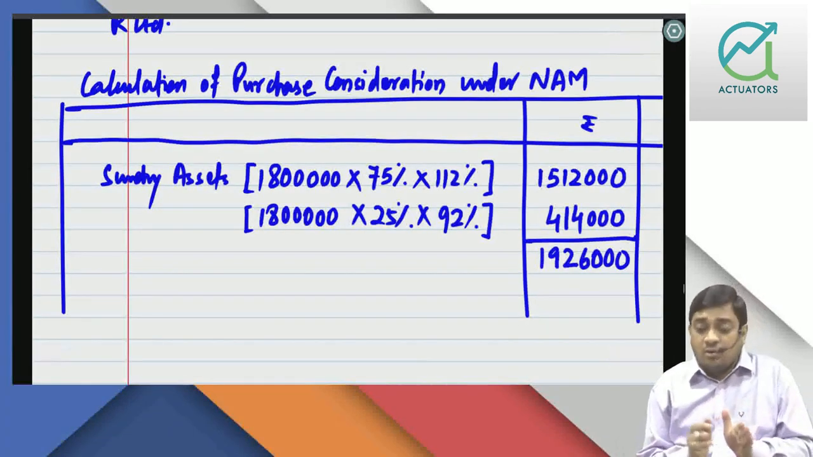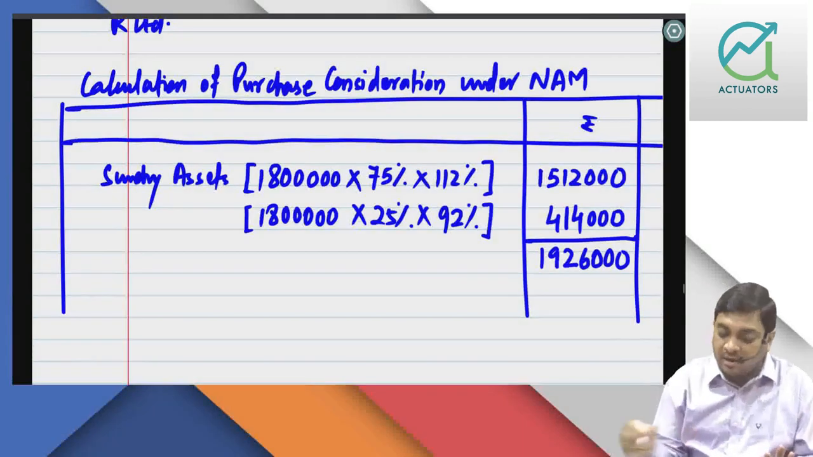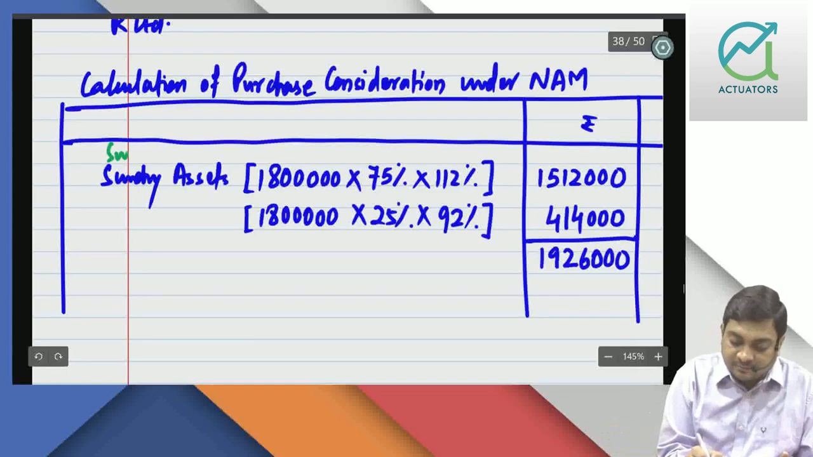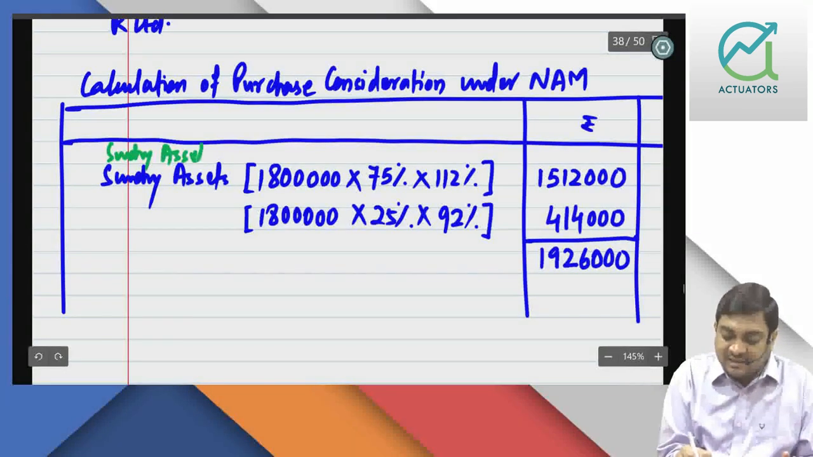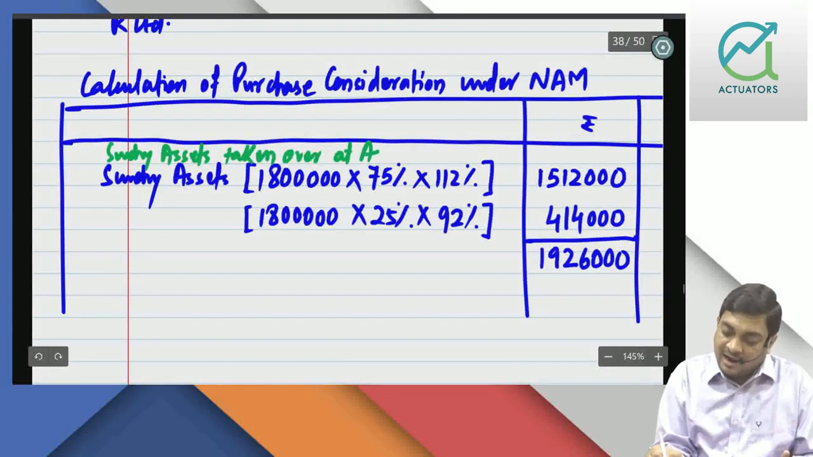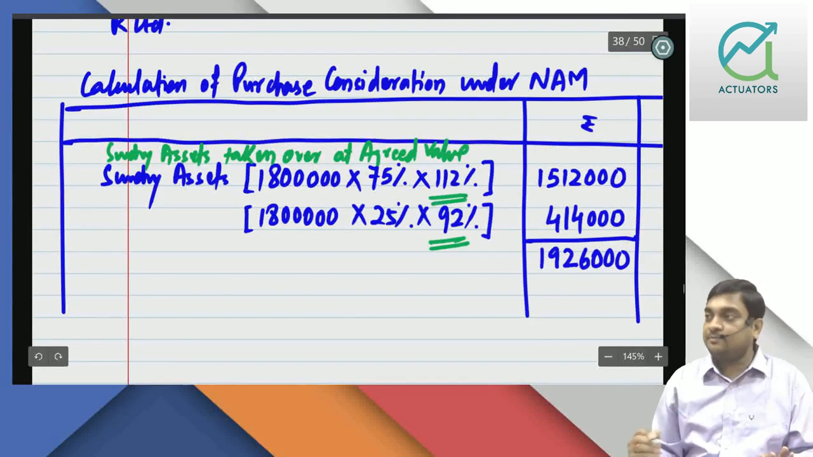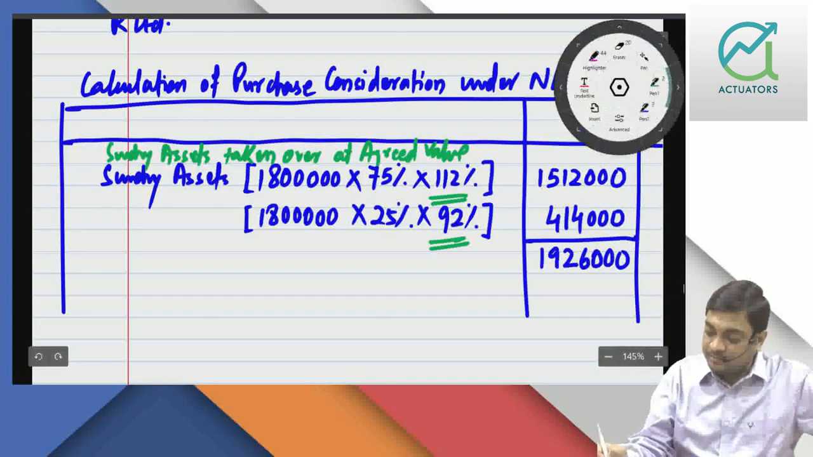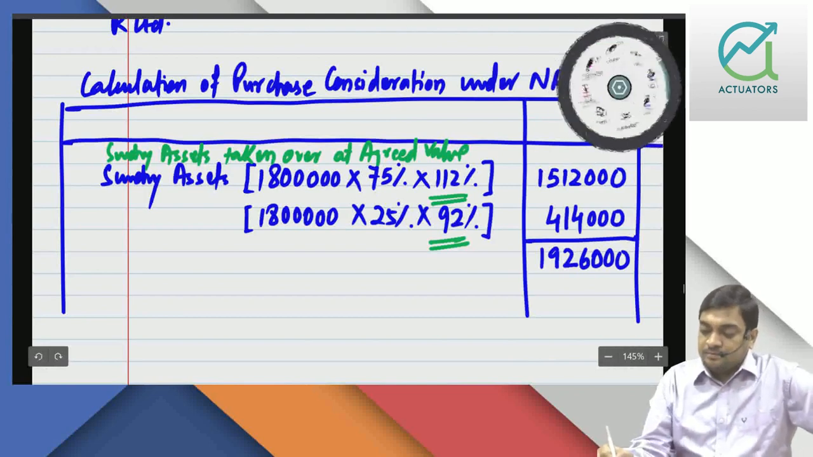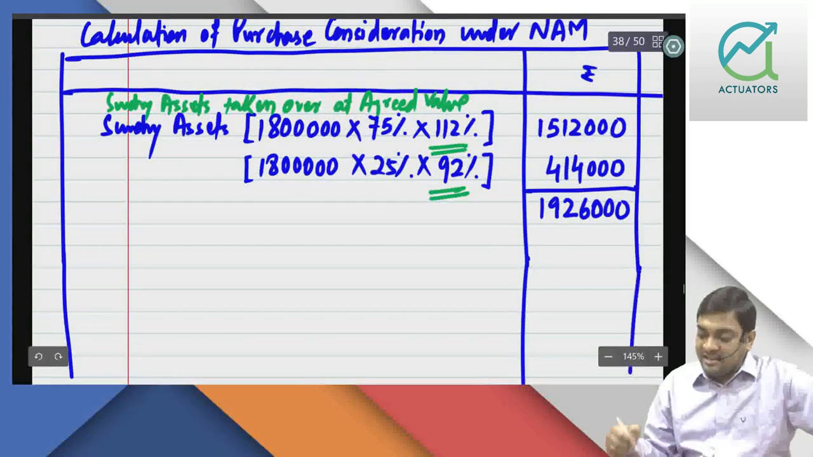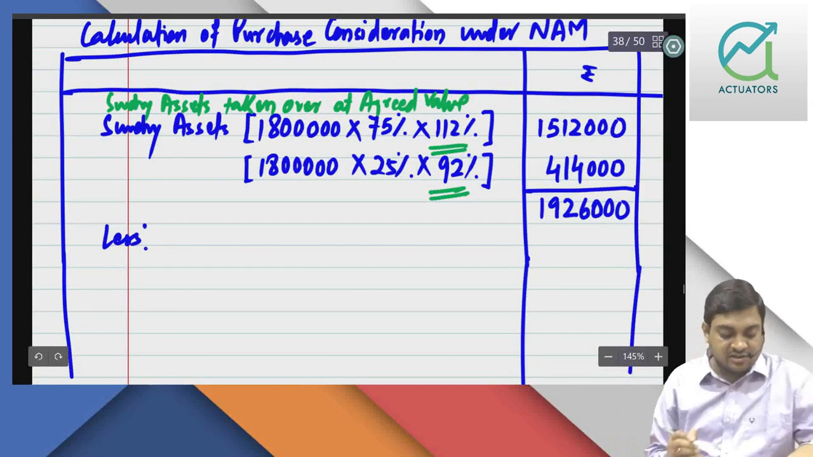This is sundry assets taken over at agreed value. Remember, sundry assets taken over at agreed value. So this is agreed value, right? I am taking at 112%, 92%. This is agreed value. Now, less liabilities, the NATO will be my purchase consideration.